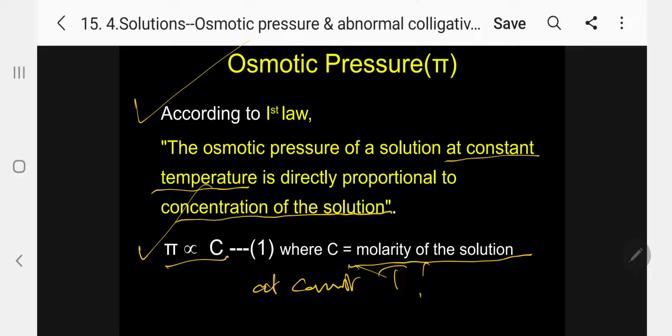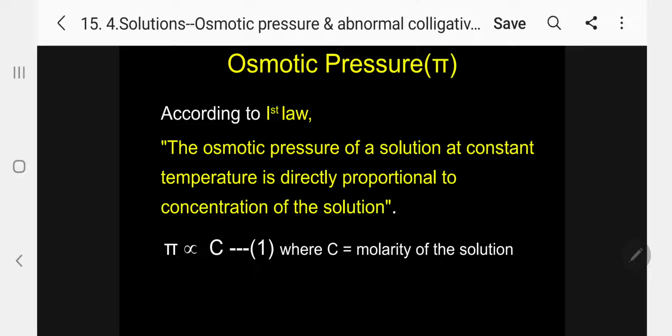Kindly follow. We have studied four colligative properties: relative lowering of vapor pressure, where we used mole fraction; elevation of boiling point and depression of freezing point, where we used molality. And here for osmotic pressure, we are using molarity. Normally molarity is given as capital M, but as per our CBSE book, we are indicating it by C. Kindly follow. So this is the first law: pi is directly proportional to C at constant temperature.